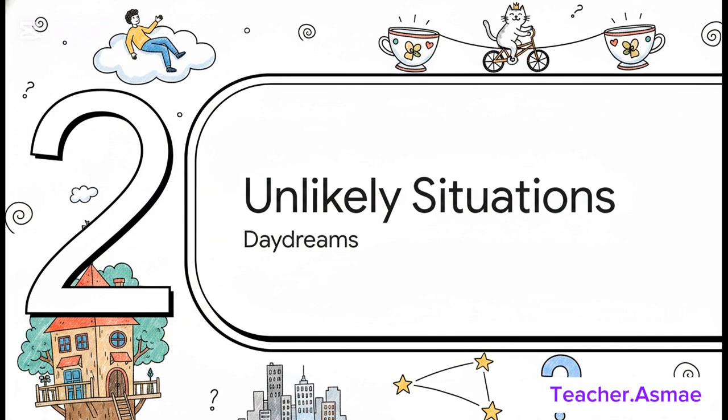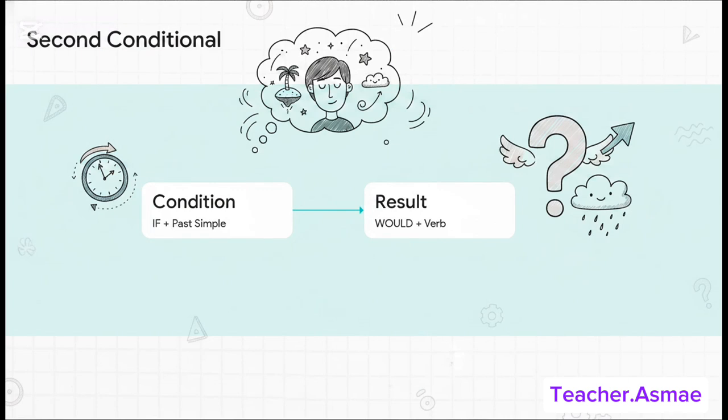Welcome to part 2, daydreams and unlikely situations. This is where the grammar math gets genuinely fun, letting us paint pictures of things that aren't actually true right now, but man, we kind of wish they were. To pull this off, we need the second conditional formula.